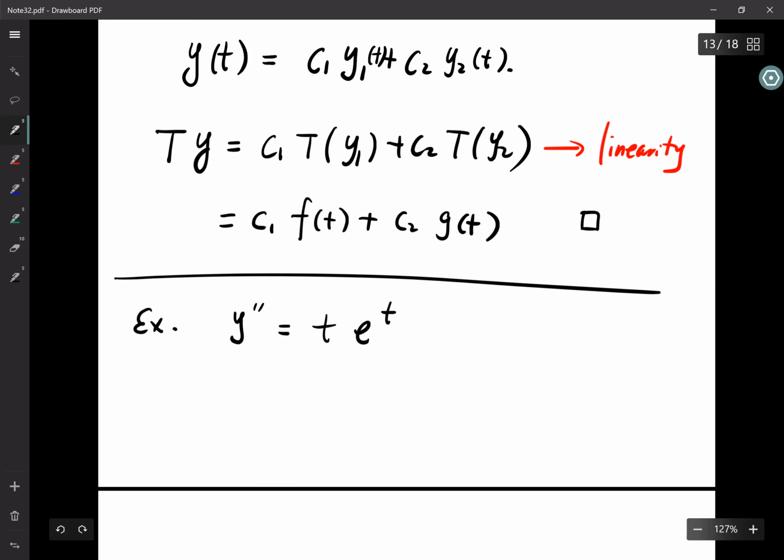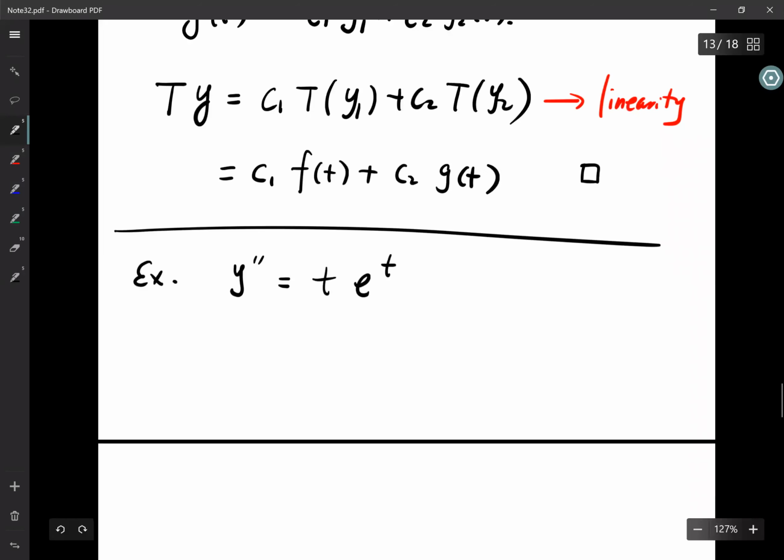Let's make it a little bit trickier. Even though one is not a root of the homogeneous part, I multiply a polynomial in front of it. And now I want to solve the problem. Again, we try an educated guess.